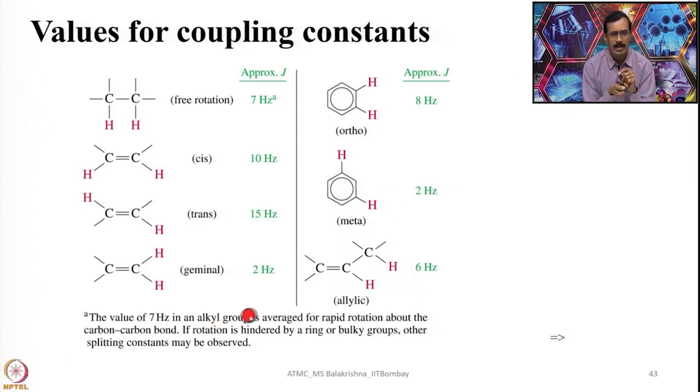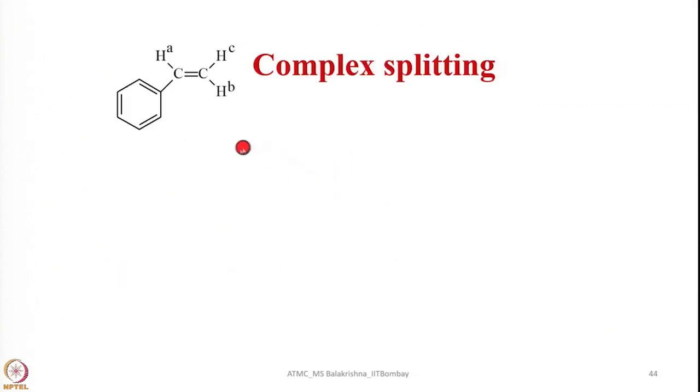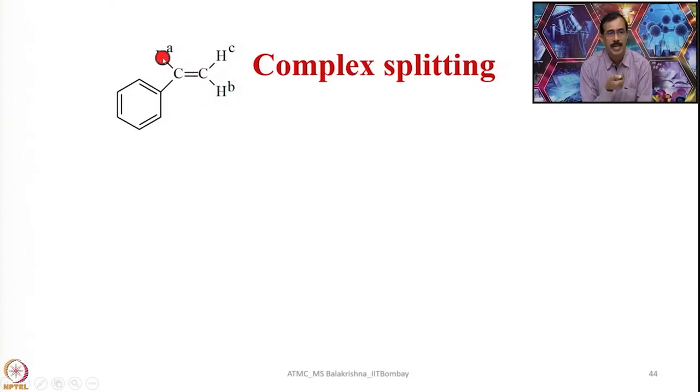The value of 7 hertz in an alkyl group is averaged for rapid rotation about the carbon-carbon bond. If rotation is hindered by a ring or bulky groups, other splitting constants may be observed. And complex splitting, as I mentioned, geminal coupling you can see here, because this molecule is not symmetric, and now the relationship between HB and HA is different from the relationship between HC and HA, because these two are trans and these two are cis. As a result, they are not very similar. They are chemically equivalent, but magnetically they are not equivalent. As a result, both of them will show different signals, but the margin is very small, but they show coupling with this HA.